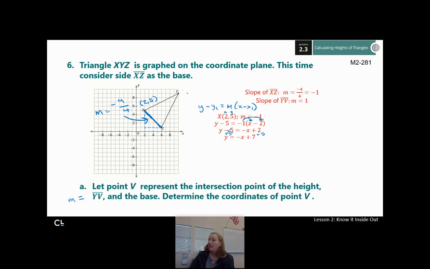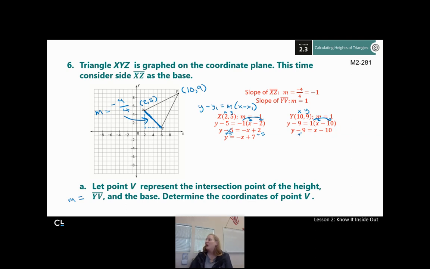All right, let's now find the equation for our height. Well, I know that Y is at (10, 9). So there's a point. I know the slope of my height should be 1. So we're going to use those and plug them into our formula. So it's my x coordinate, my y coordinate, my m. So y minus 9 equals 1 times x minus 10. Again, we will distribute. So 1 times x is 1x, and 1 times -10 is just -10.